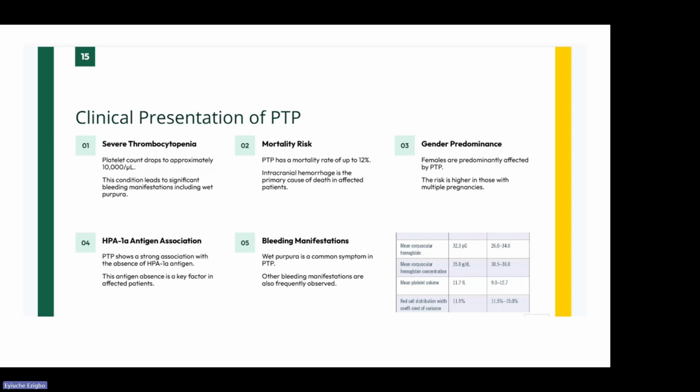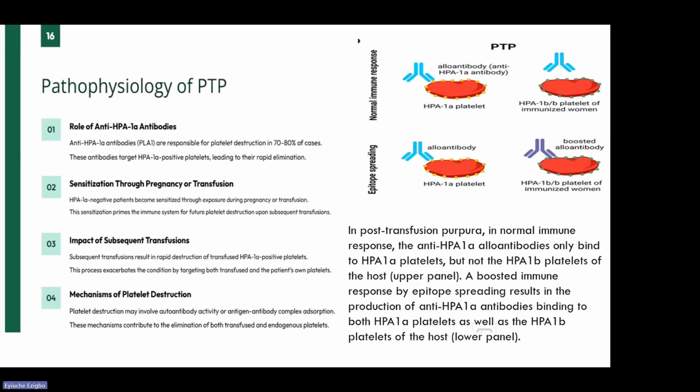Females are predominantly affected because of pregnancy, higher in those with multiple pregnancies. Antigen association: PTP shows a strong association with the absence of the platelet antigen, an individual that does not have this antigen being exposed to it. Bleeding manifestation: wet purpura is a common symptom in this disorder. Because of the decreased platelet number, a person may be prone to bleeding.